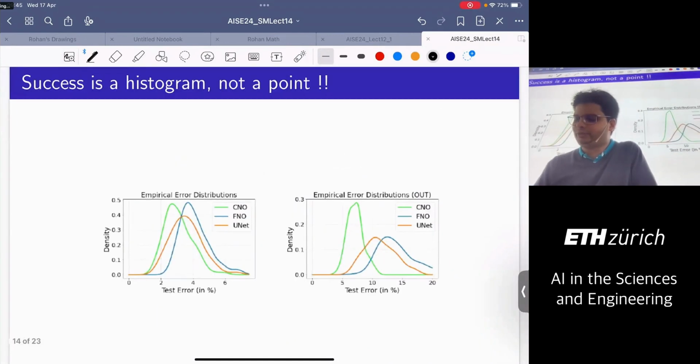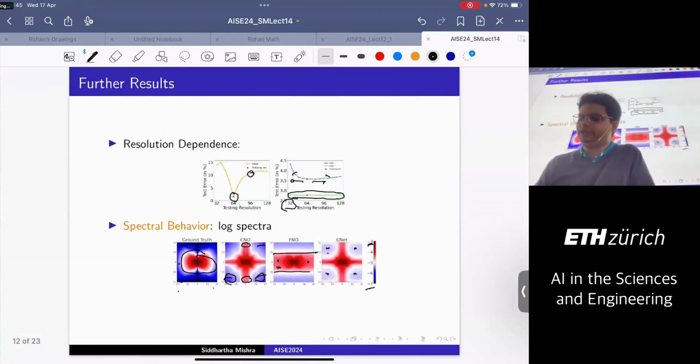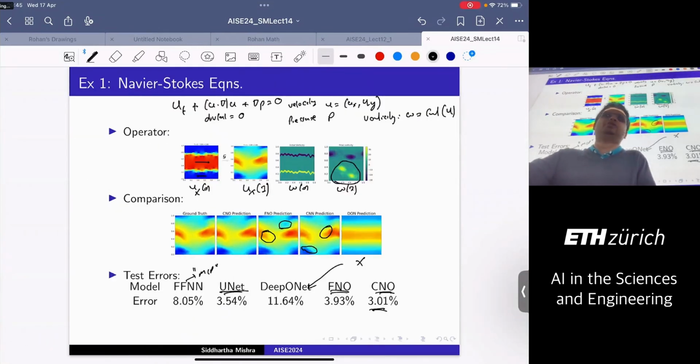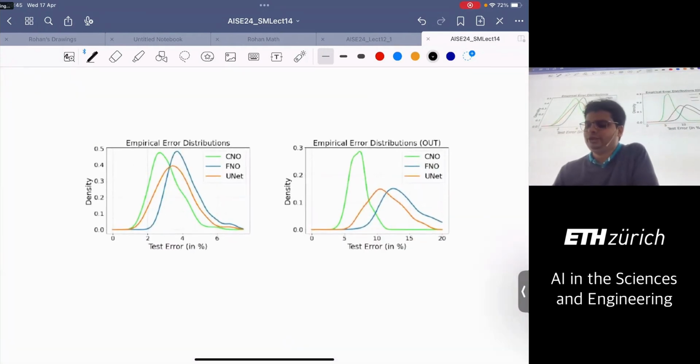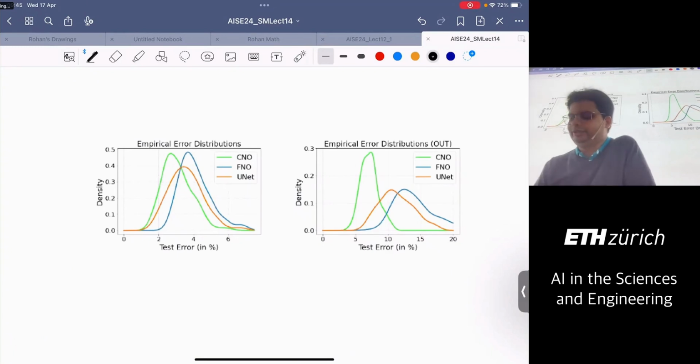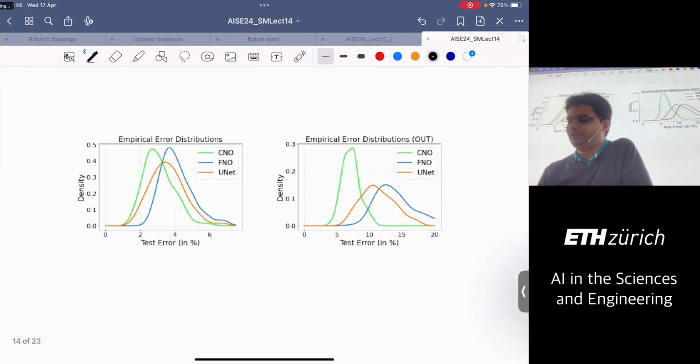This is also an important point: success is a histogram, not a point. The test set is 256 or 512 samples, and the numbers that were reported were median errors over this set. So of course, there is a bigger spread. If you look at the histogram, both in distribution and out of distribution, you can see that in distribution, it's clear that CNO does better than FNO and UNet. But in out of distribution is where it does really better, right? Because you can see that almost all the errors are anywhere between 3 and 8% or 3 and 10%. Whereas if you take FNO, it starts around 9% and it goes all the way up to 20%, right?